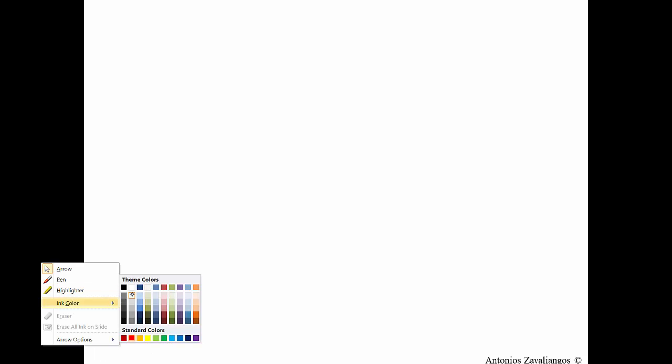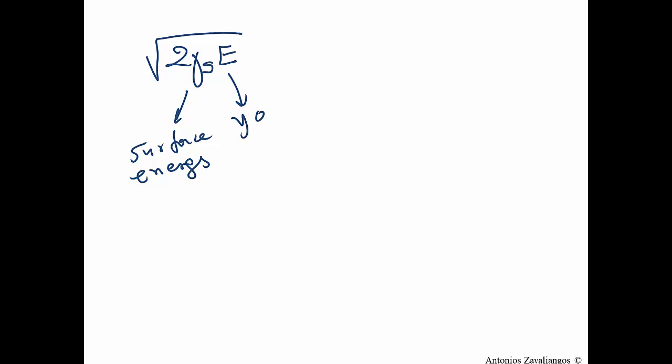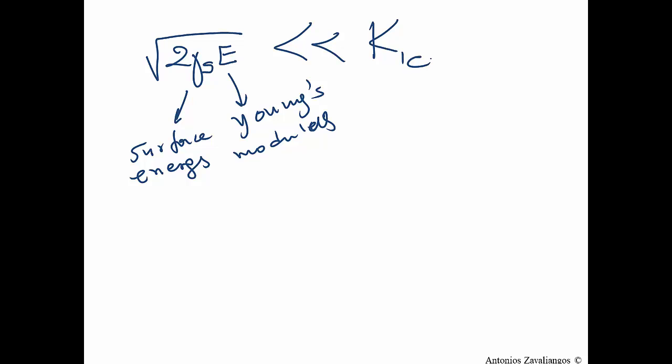In the last discussion that we had, we observed that the prediction coming from the expression 2 gamma s times E, where gamma s is the surface energy and E is the Young's modulus, is much smaller than experimental values of the fracture toughness. And the question is why?